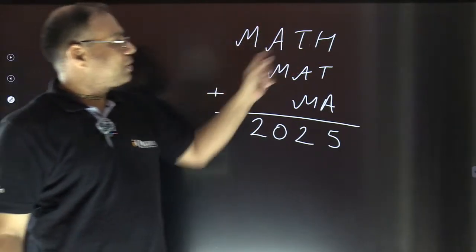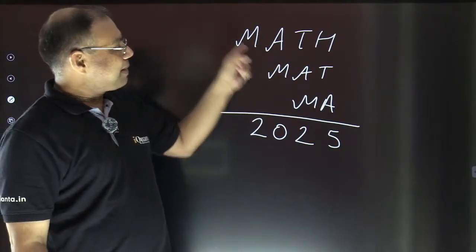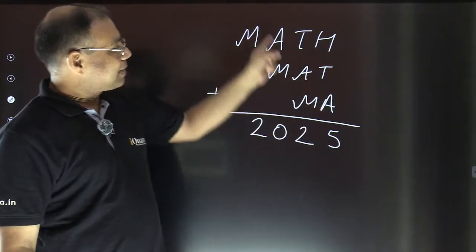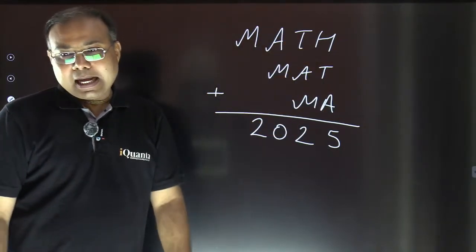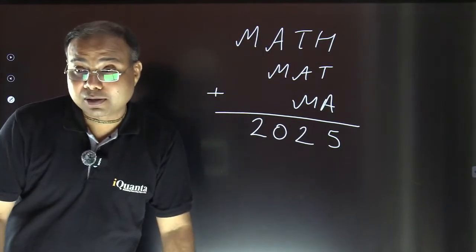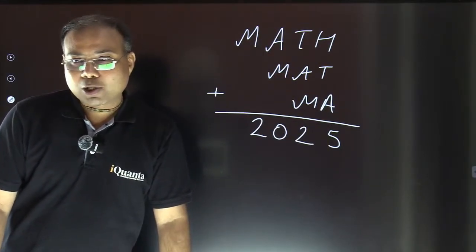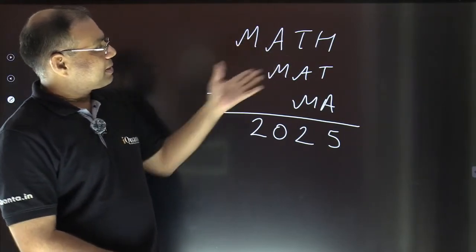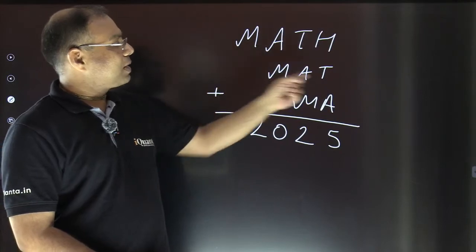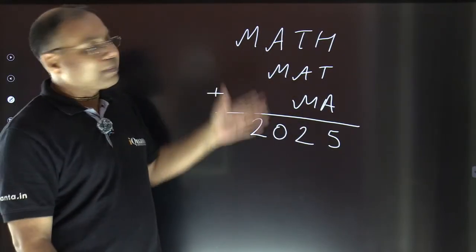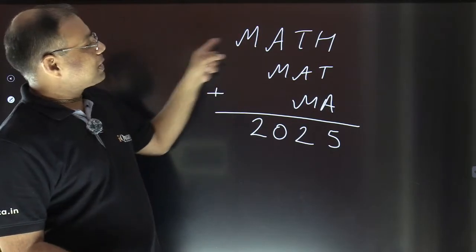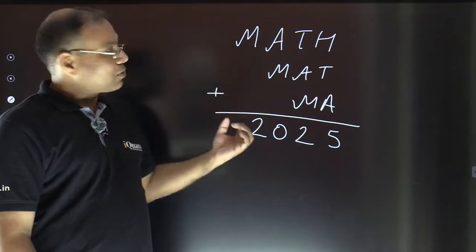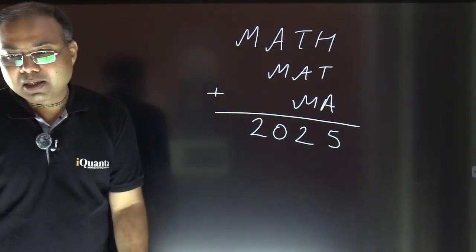This is a 4-digit number, 3-digit number, 2-digit number. All same letters have same values. So all M's are same, all A's are same, all T's are same, and H is there. And all the different letters have different values. Each letter is a single digit. Of course, none of them can be negative. And also because it is a 4-digit number, M cannot be equal to 0. So find out the values of these numbers.